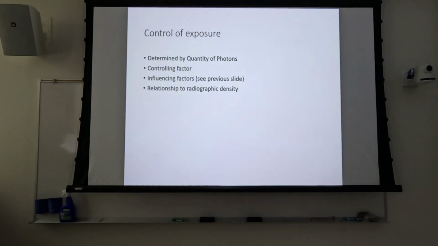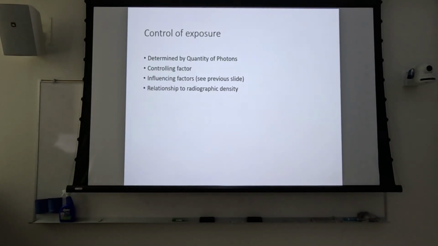No longer will you be compensating for patient thickness with kVp, or with mAs rather, maybe not even grid use. With mAs, it'll be kVp. It just hasn't gotten there yet. So it determines quantity of photons. That's going to be your mAs. So the controlling factor is going to be mAs.